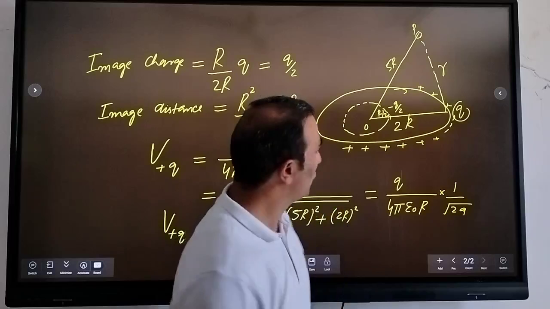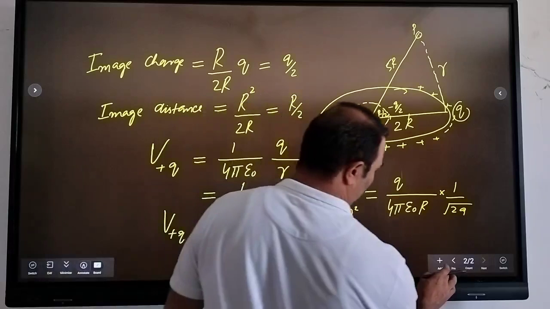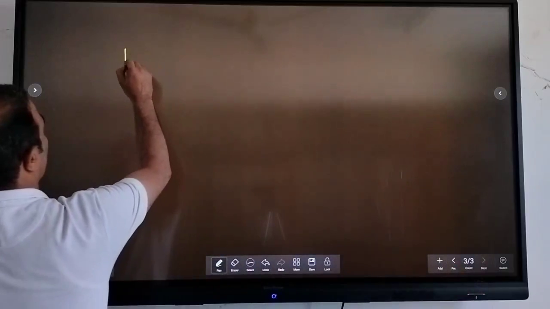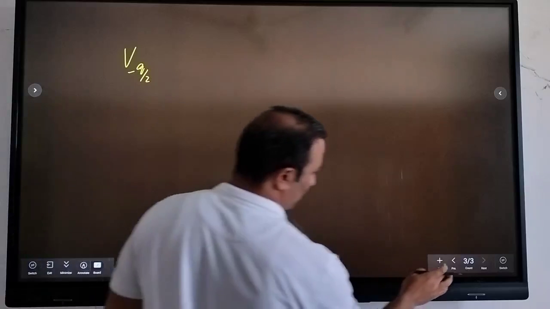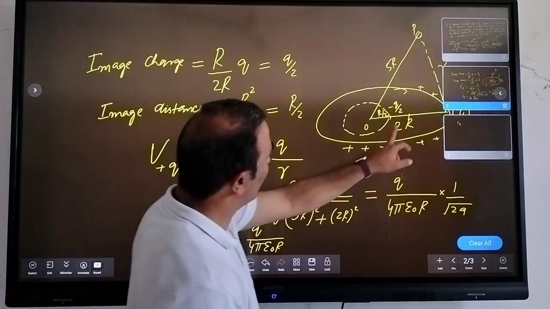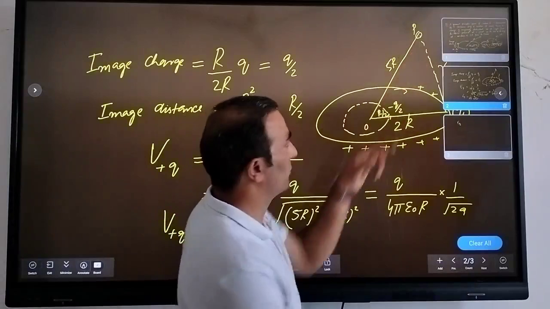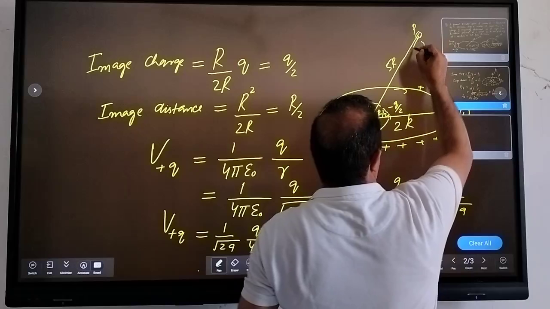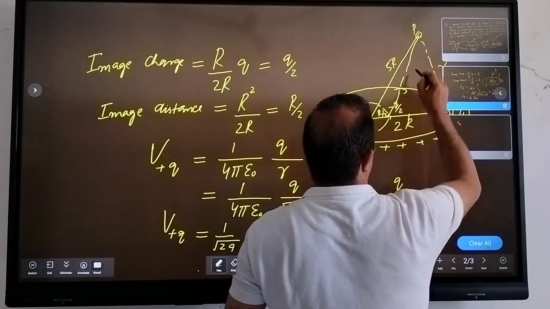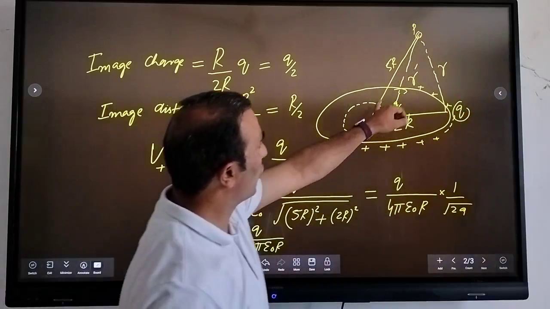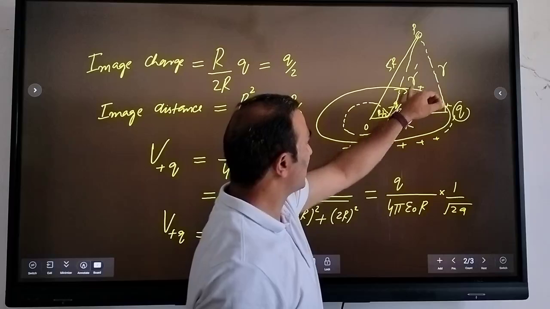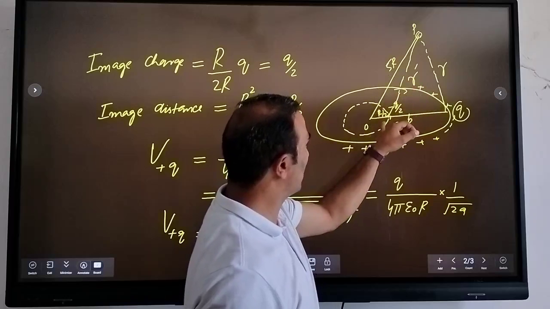So we can calculate now what will be our V due to minus q by 2 of charge. Why am I writing minus q? Because we have to see the potential due to minus q by 2 of charge at this point. So that means I need to calculate this distance. Suppose this is r prime. Okay. So that will be equal to q upon 4 pi epsilon naught, and this r prime will be equal to the square root of r square plus (r by 2) whole square, right?